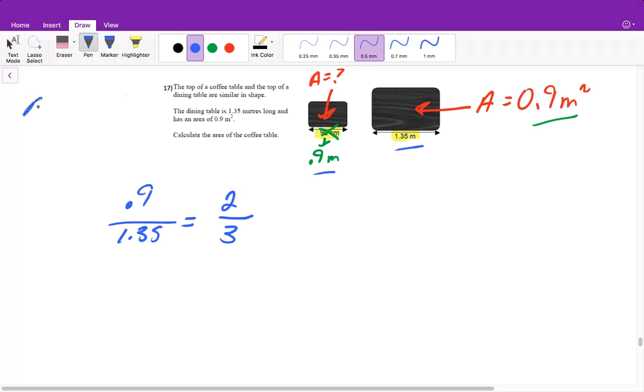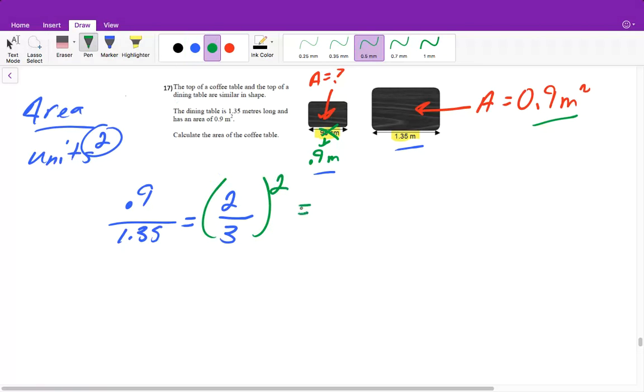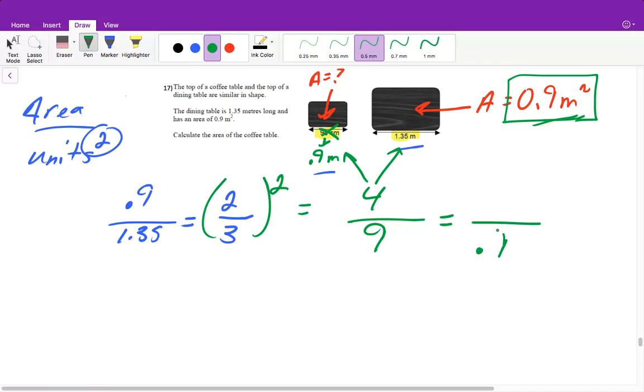Right? But we're dealing with our area, and our area is in units squared. So we need to go ahead and square this ratio. And this will give us the ratio of 4/9. So that means the ratio for our area of the two figures is 4/9. Well, this 0.09 is the area for the larger figure, so that needs to go on the bottom. And then the area for the smaller figure is what we don't know, and that will go on the top.